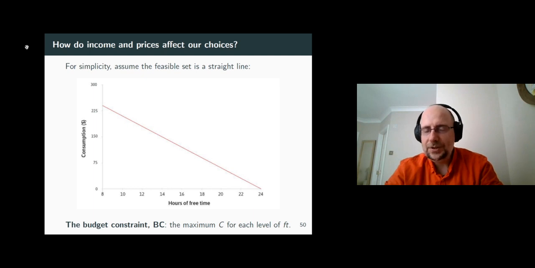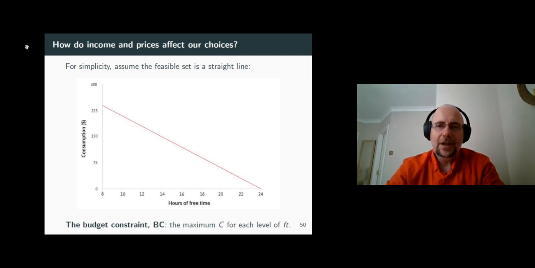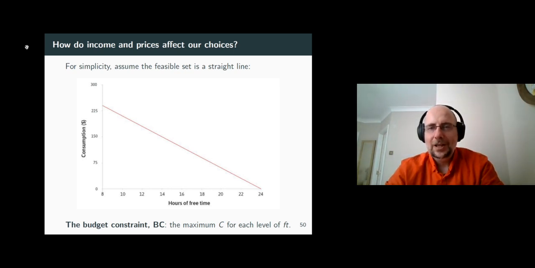hours is also feasible. The line separating the feasible set from the unattainable combinations of free time and consumption is what we call the budget constraint. The budget constraint is telling you the maximum level of consumption you can get for each level of leisure that you have, or that you can potentially have.